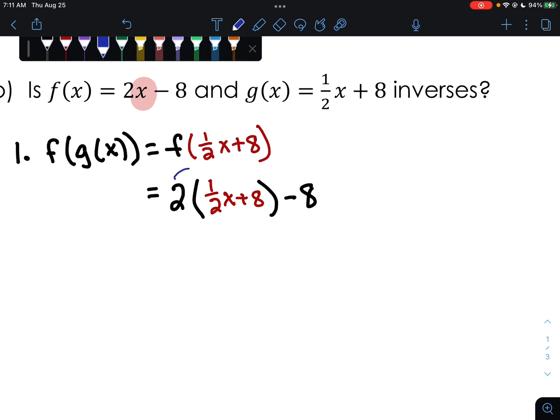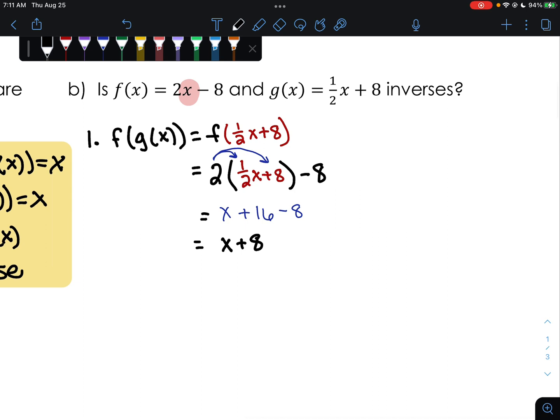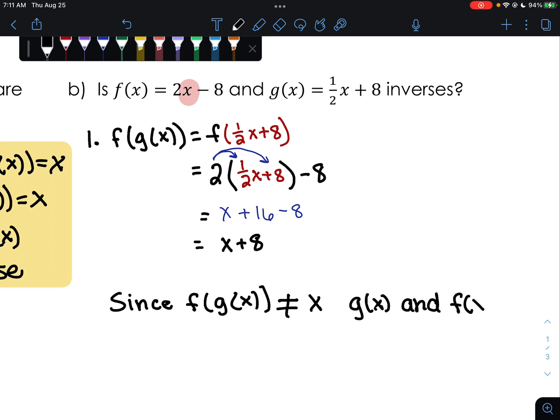I multiply it out. So I distribute: 2 times 1/2 x is x, 2 times 8 is 16, minus 8. So when I simplify this, I get x plus 8. Since I did not just get x, that means they are not inverses. So since f of g of x does not equal x, g of x and f of x are not inverses.